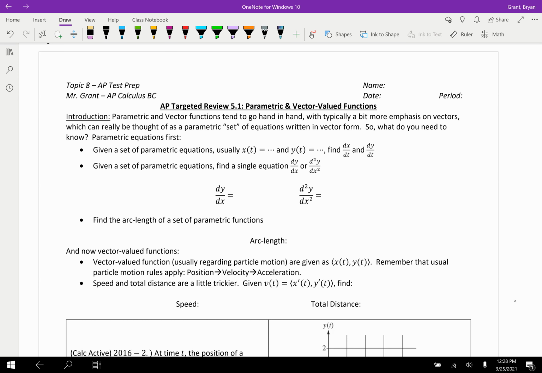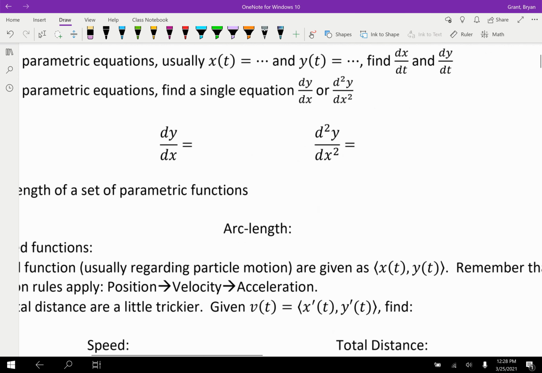With parametric functions, you need to be comfortable finding dy dx and the second derivative, or how y changes as x changes. Dy dx is pretty easy, and we're going to do the same thing multiple different ways today. We just take the derivative with respect to t of my y equation, and then we divide that by the derivative with respect to t of our x equation. All right, our derivative is going to have t in it as the independent variable.